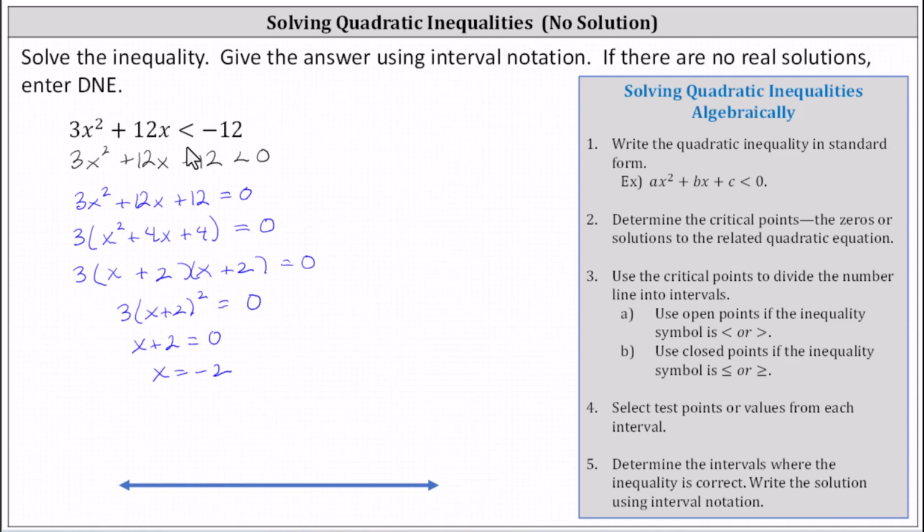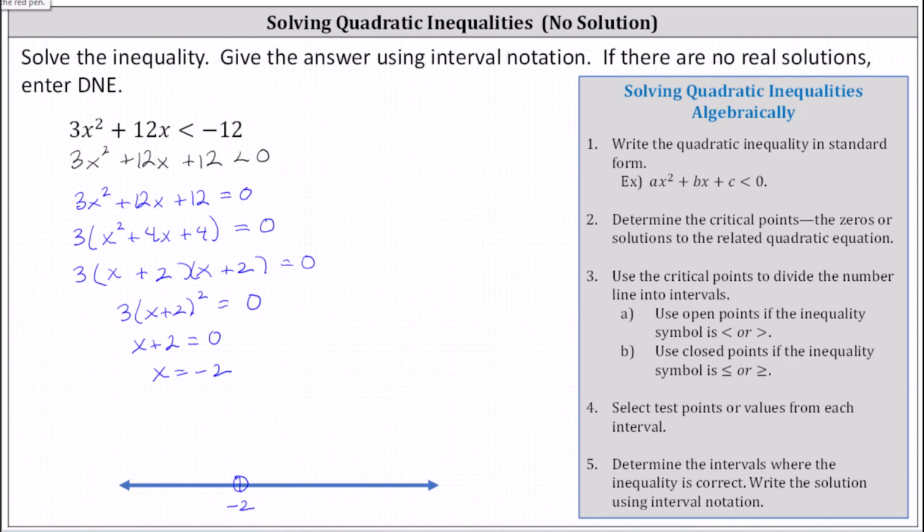Because the inequality is less than, not less than or equal to, we plot negative 2 as an open point. The open point indicates negative 2 is not part of the solution. If we subbed in x equals negative 2 in the inequality here, the left side would be equal to 0, and 0 less than 0 is not true.